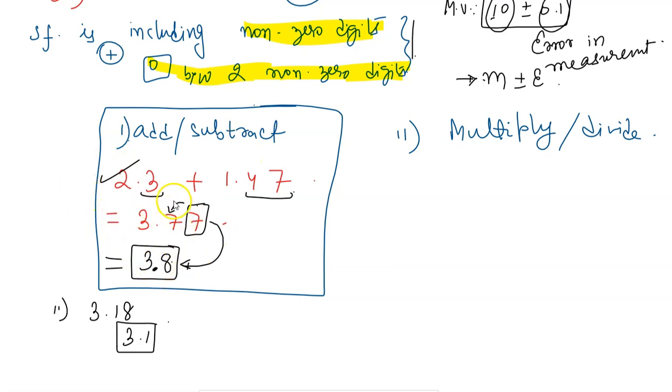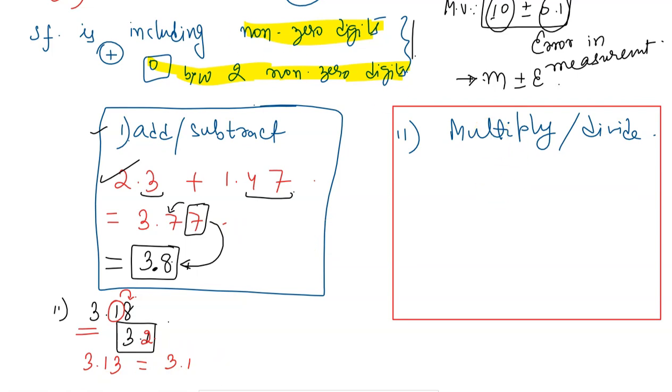This example, if we see, the number which we are going to round off will become 3.2 here, not 3.1, because the number after this is greater than or equal to 5. But if I have 3 point, let's say 13, then I can say its value up to 1 decimal place is going to be 3.1. So let us see the multiplication or division part.